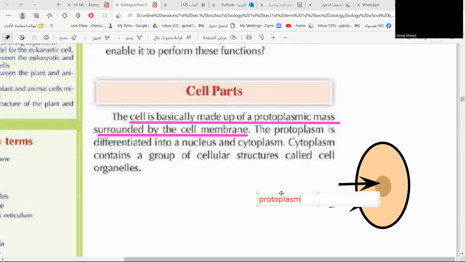And we also have the walls or the membranes. This is the structure of the cell: the protoplasm and the walls or membranes. Cell membrane. And in the plant cell, there is also a cell wall in addition to the cell membrane. Okay, let's start talking about the membrane and the cell wall.